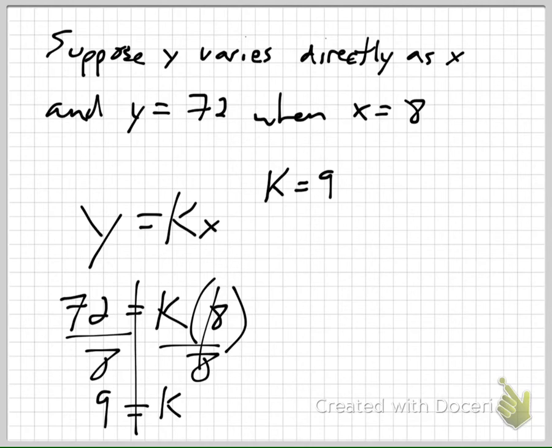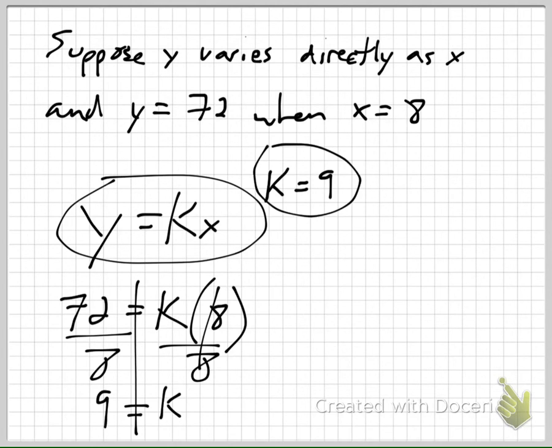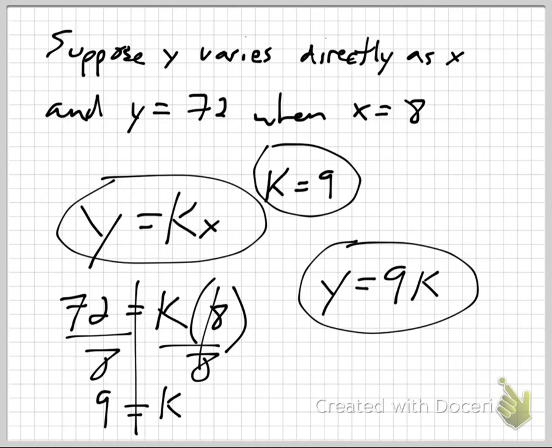We also decided that, what's another name for k? Slope, right? So the slope of this line, here's our direct variation equation. We now know that k equals 9. So we could go y equals 9k, and that's what you're going to do. You're going to go now y equals 9k. You write that down. This is our direct variation equation now.